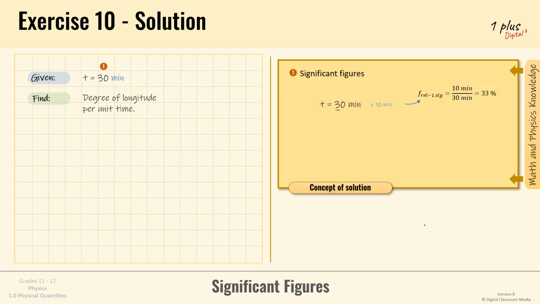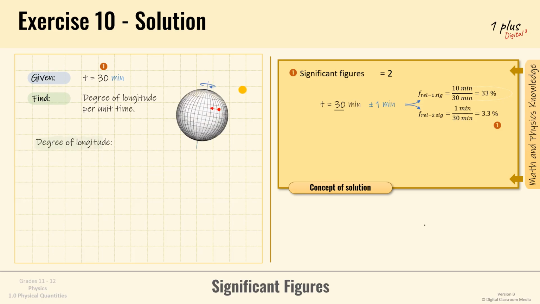Therefore, we choose two significant figures. Then the uncertainty is about plus or minus 1 minute. The relative error is about 3.3%. That is sufficiently precise. What is important is this: we must not calculate more precisely than the given values allow. Now let's begin. Step 1.